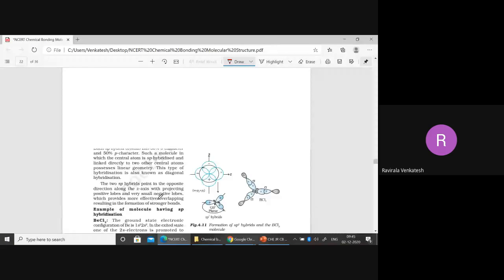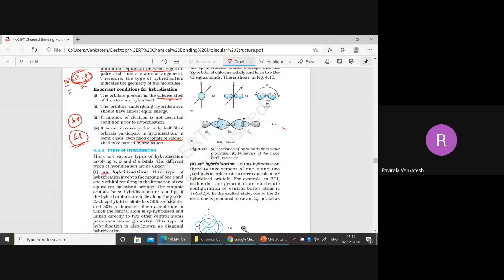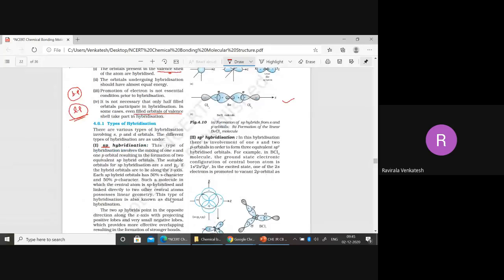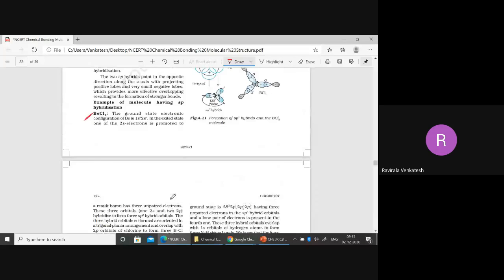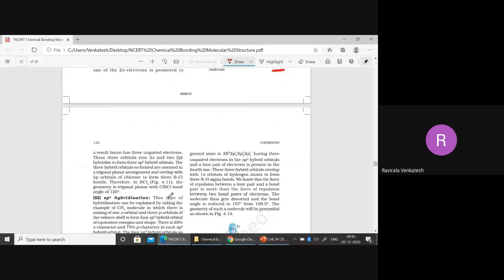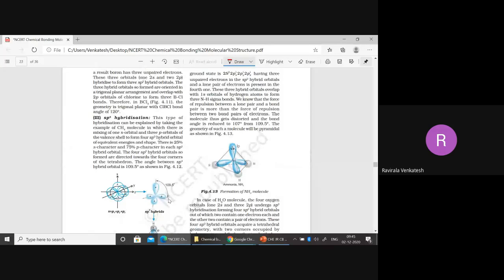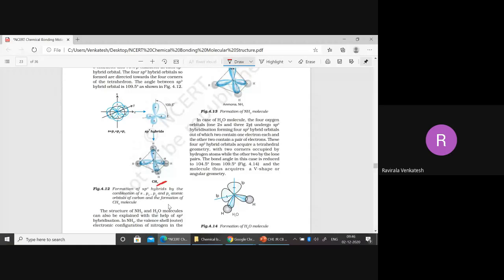Now you observe what we discussed. Let me see again here. We completed the sp hybridization, right? The example we took was beryllium chloride. And we completed sp2 hybridization, with boron trichloride, BCl3, as the example. And finally we have taken sp3 hybridization, with the methane molecule, CH4, as the example, like this.